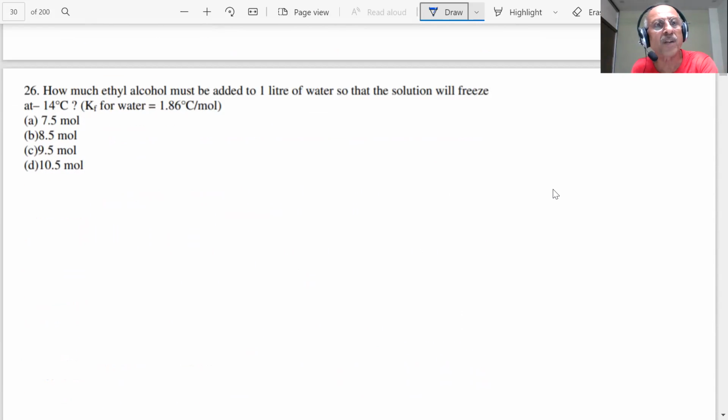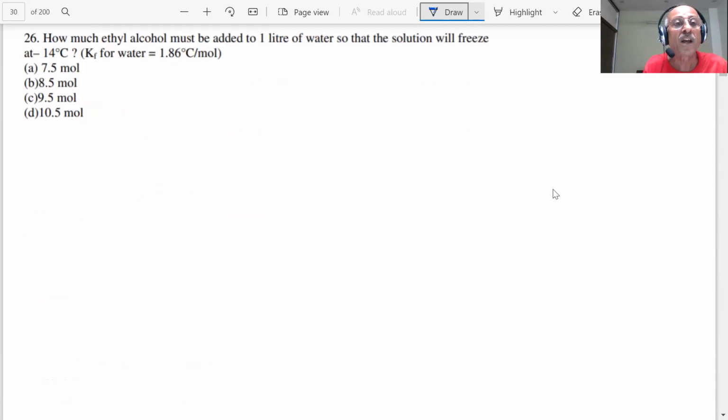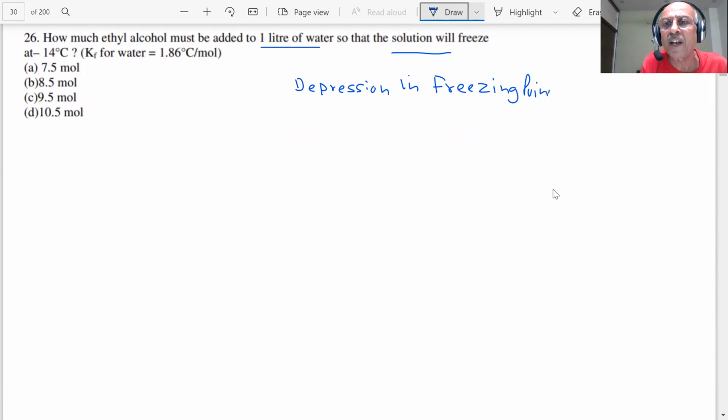Question number 26 is on the screen. How much ethyl alcohol must be added to 1 liter of water so that the solution will freeze at minus 14 degrees Celsius? Students, you have studied depression in freezing point. What is depression in freezing point? When a non-volatile solute is added to a solvent, there is a depression in the freezing point.